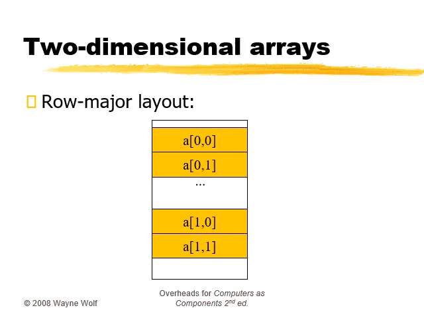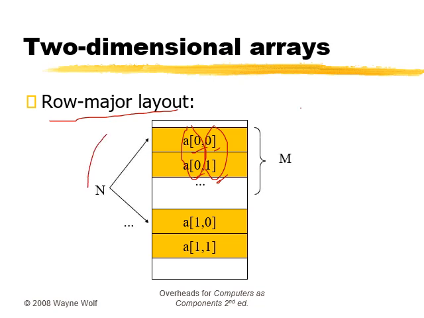This is an example of a two-dimensional array. You can see that we have array A with rows and columns. Here the rows are the same, the columns are changing. So for a single row, we will have multiple columns. That's why it is known as row major layout. Here we have N rows and M columns.